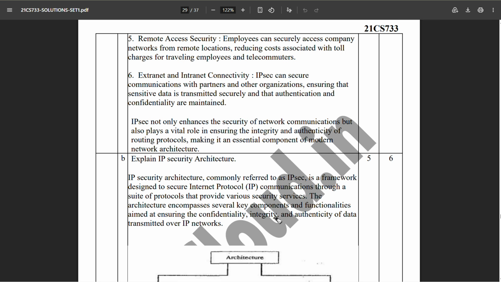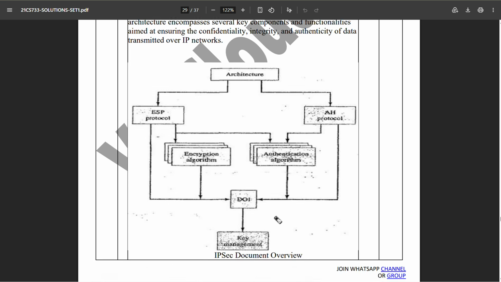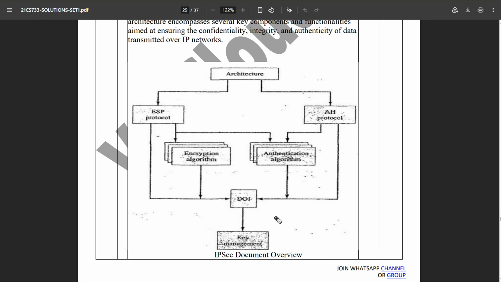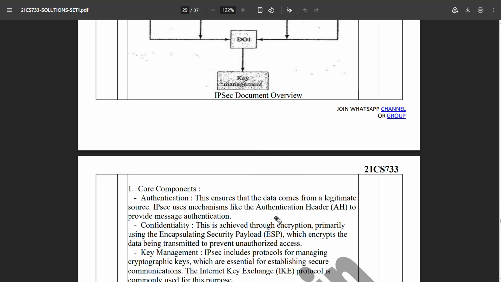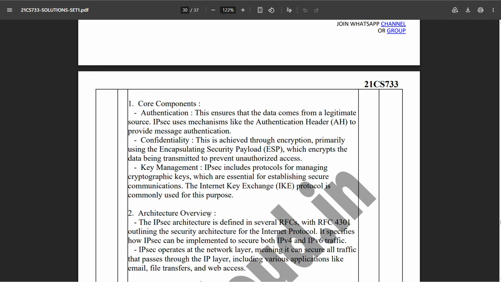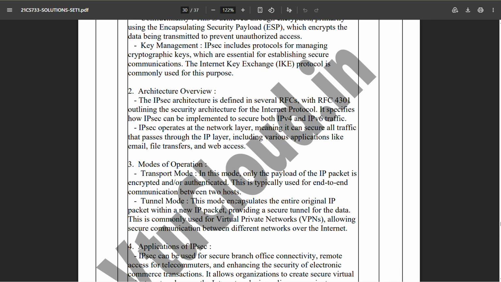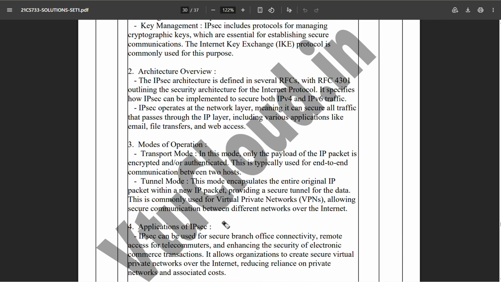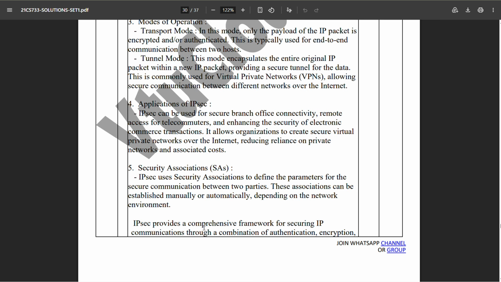Coming to question 9B, explain IP security architecture. In this, you have to explain the Internet Protocol architecture. This is the architecture of Internet Protocol. Diagram is a must, and the core components are authentication, confidentiality, key management. And coming to the architecture overview, explain the overview using a diagram, what modes are used in this operation, what are the applications of IP security, and also explain security associations used in Internet Protocol security.